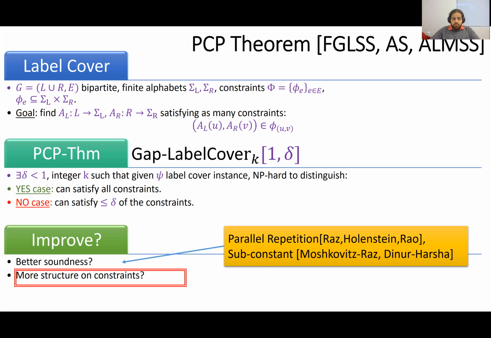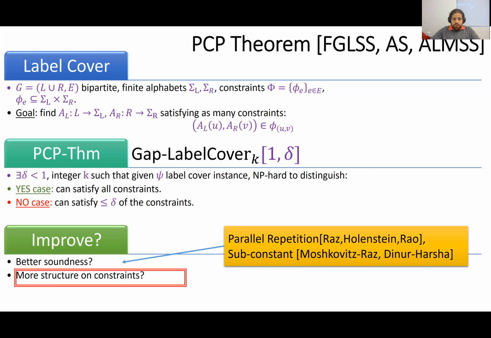This talk is not about this type of improvement, but rather another type of improvement, which asks for a better structure from the constraints. Note that in label cover, the structure of the constraints could be arbitrary. We didn't really say anything, just some relation between sigma L and sigma R. So you can hope to make it more restrictive, and hopefully it can be useful.